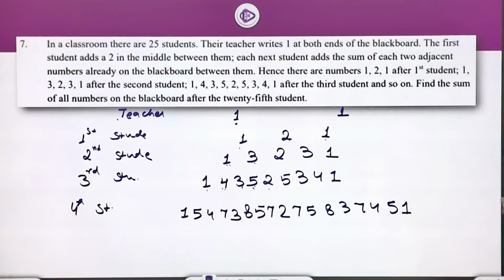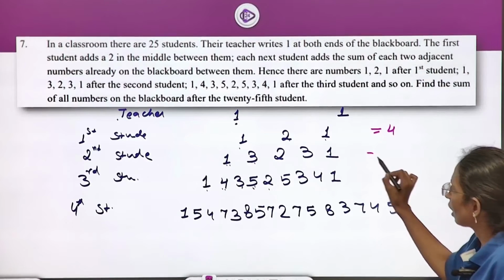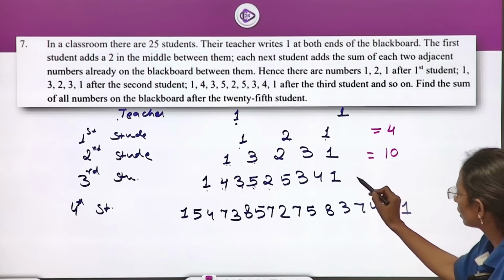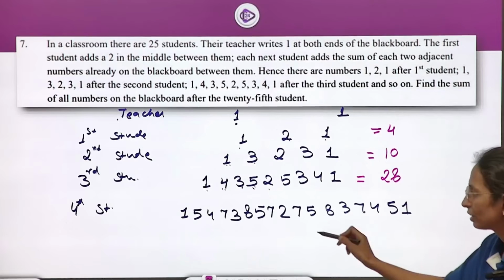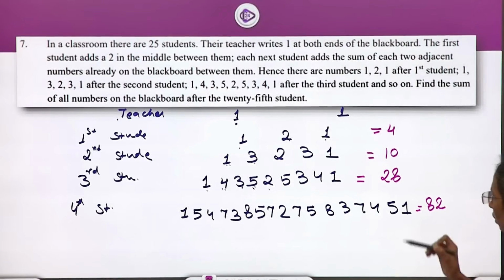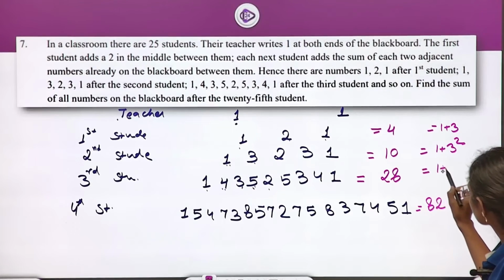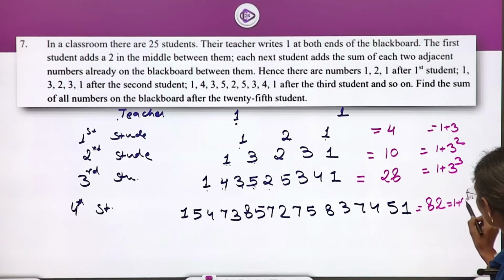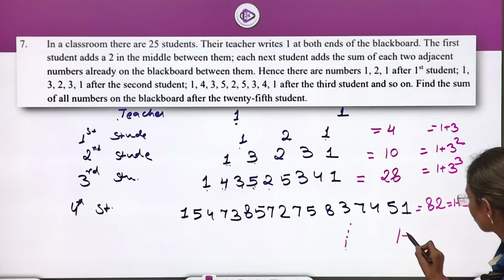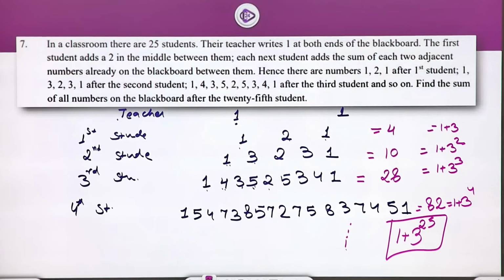Now we need to find the sum of such numbers. Starting with the first student, after the first student the sum is 4. After the second student the sum is 10. After the third student the sum is 28. Then after the fourth student, the sum is 82 and so on. Now, when we observe this pattern, this is 1 plus 3, this is 1 plus 3 square, this is 1 plus 3 cube, then 1 plus 3 to the power 4. So, after the 25th student, the sum will be 1 plus 3 to the power 25. This is my final answer for the 7th question.